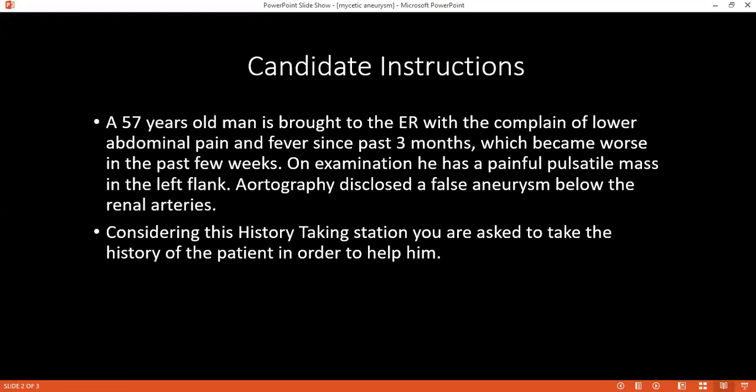Right. So if you have read and understood, considering that history techniques patient, kindly begin.